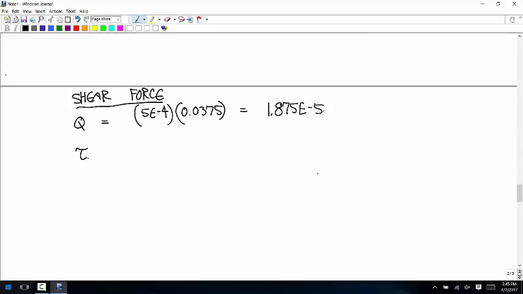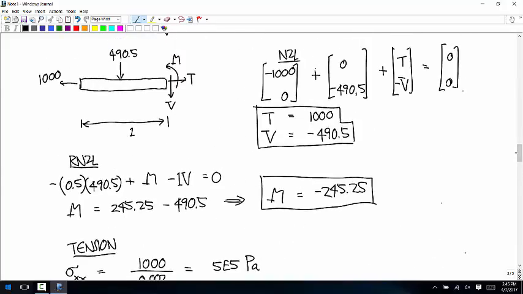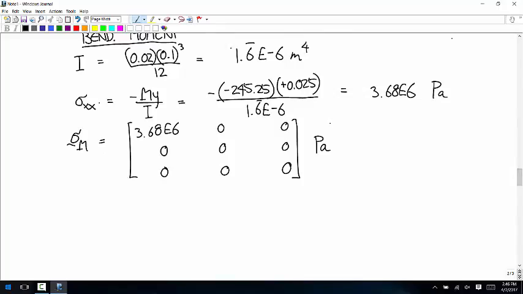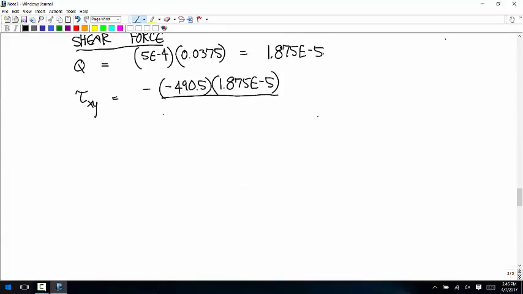And now tau xy is equal to negative v. What was v? Negative 490.5. Times Q, 1.875 times 10 to the minus 5, divided by I that we calculated for bending, 1.6 repeating times 10 to the minus 6. Times the width at the place that we're calculating this, that's 0.02. Can someone calculate that one?